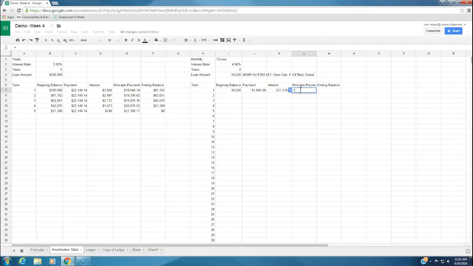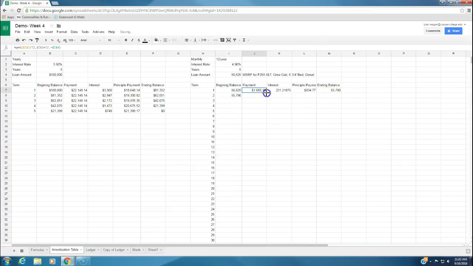So we say the principal payment, again, is equal to this payment minus the interest. And the ending balance is going to be equal to the beginning balance minus this principal payment. To where we see that after that first month, we paid over $1,000, but yet less than $1,000, actually $834 was paid on the principal. So we say equals the ending balance.